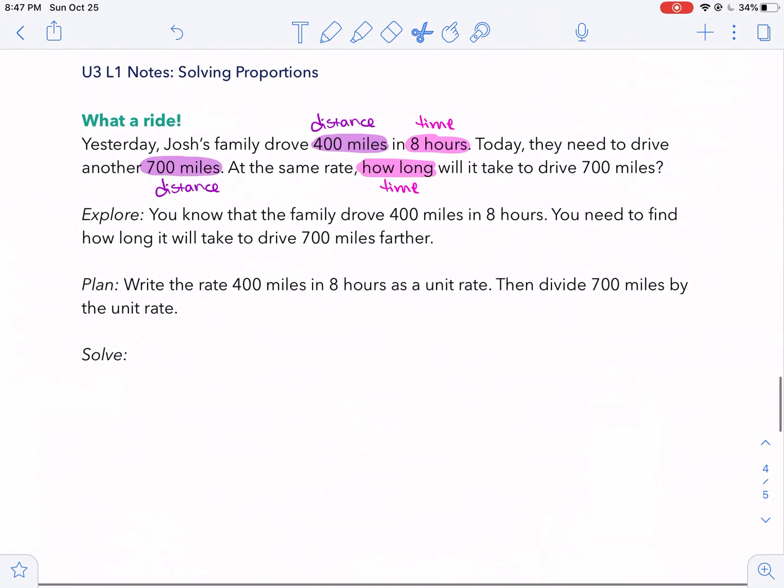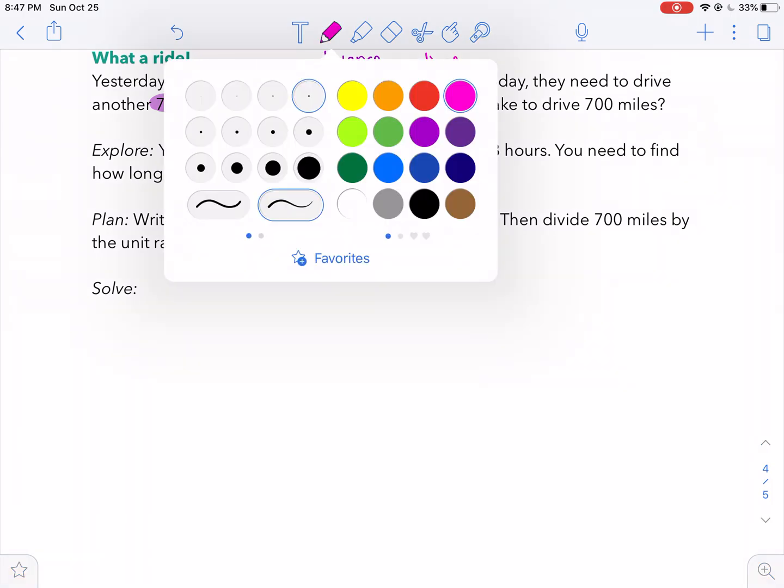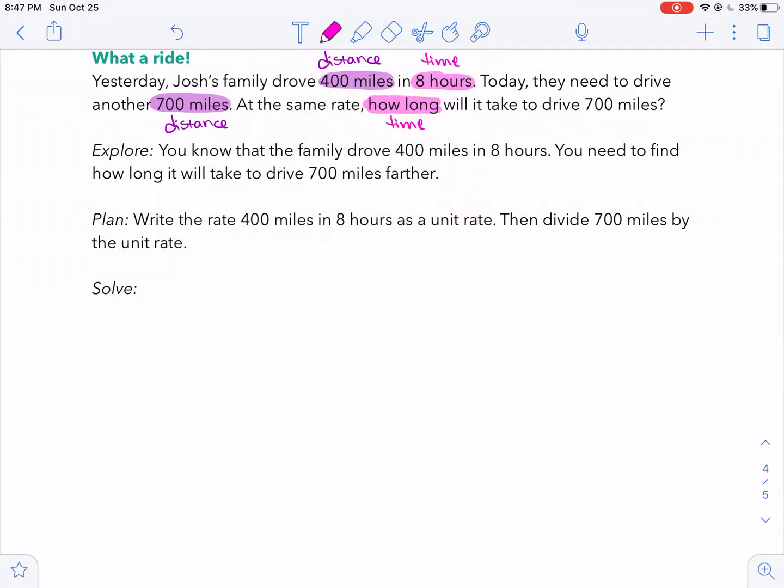Okay, what do we know? We know that they drove 400 miles in 8 hours, so we need to find out how long it will take to drive 700 miles further. So let's write this as a rate. We've got our 8 hours, I hope you're okay with me abbreviating, and 400 miles. If we want to do that as a unit rate, we need to simplify this a little bit.